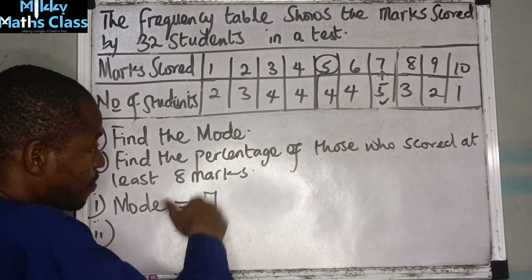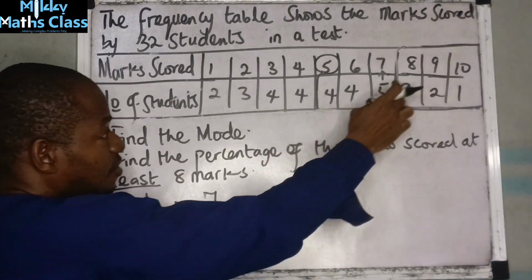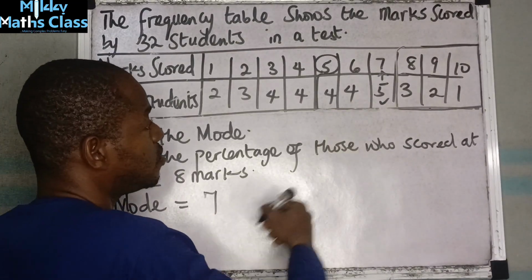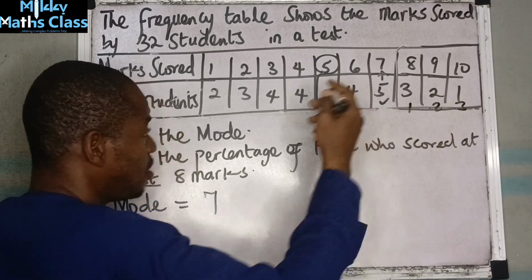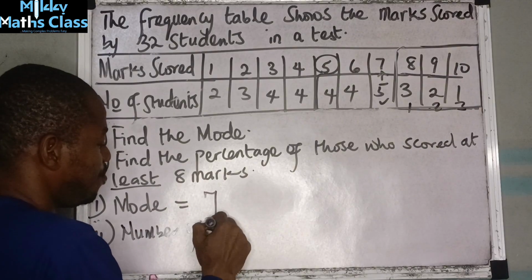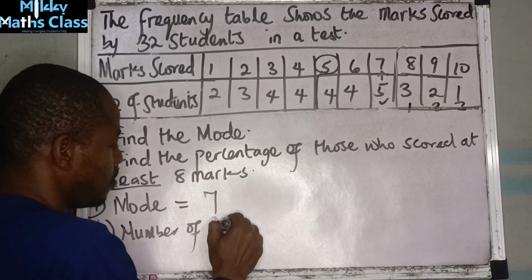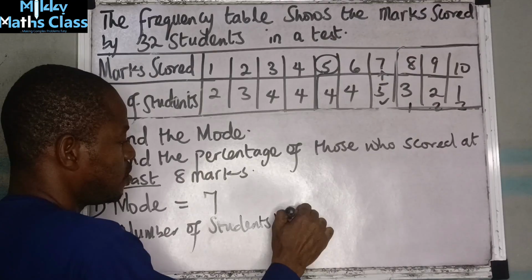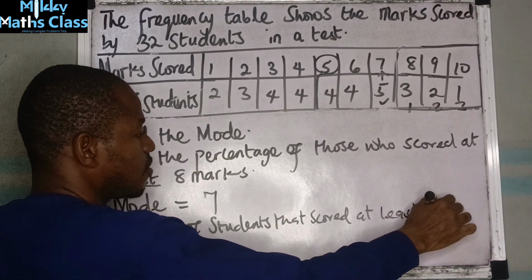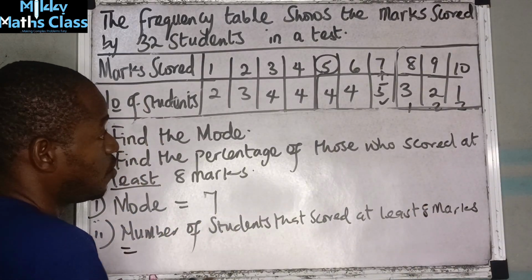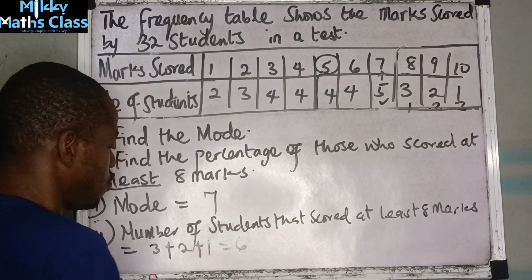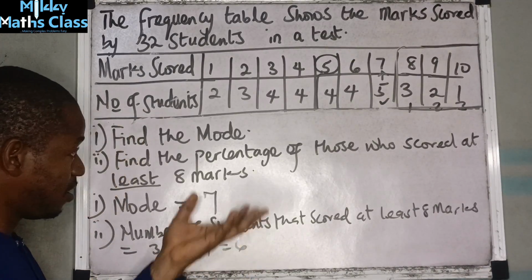When you say at least 8 marks, that means if I score 9, I qualify. If I score 10, I qualify. So let's look at those that scored 8. So we have 1, 2, 3. So the number of students that scored at least 8 marks will be equal to 3 plus 2 plus 1, which is equal to 6. So 6 students qualify into this category.